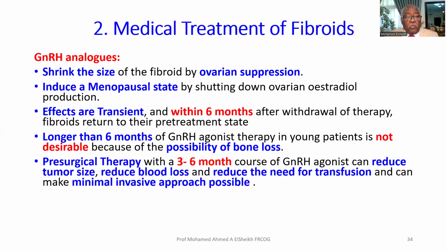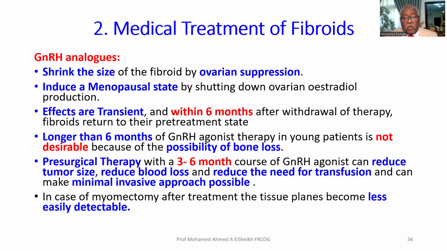The GnRH could be used as pre-surgical therapy. A 3 to 6 month course of GnRH agonists reduces the tumor size, as we have said in the first bullet, reduces the blood loss during surgery, reduces the need for transfusion during surgery, and can make a minimally invasive approach possible. We may reduce the size of the tumor, and we do it by minimally invasive techniques, laparoscopy.